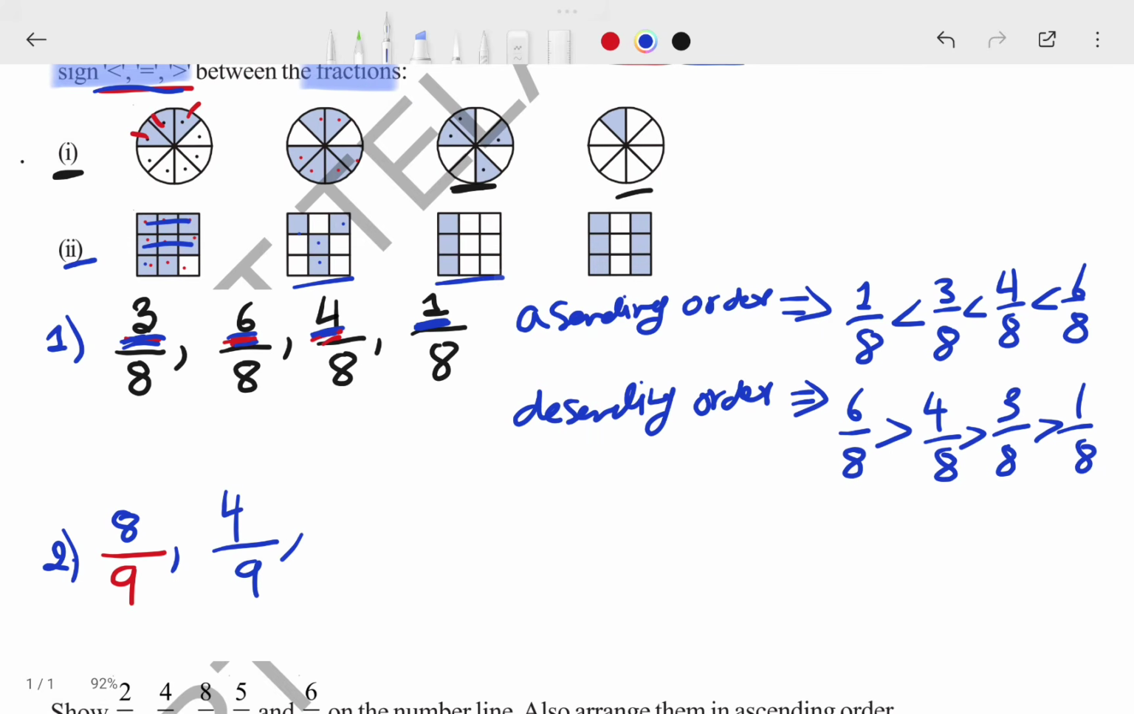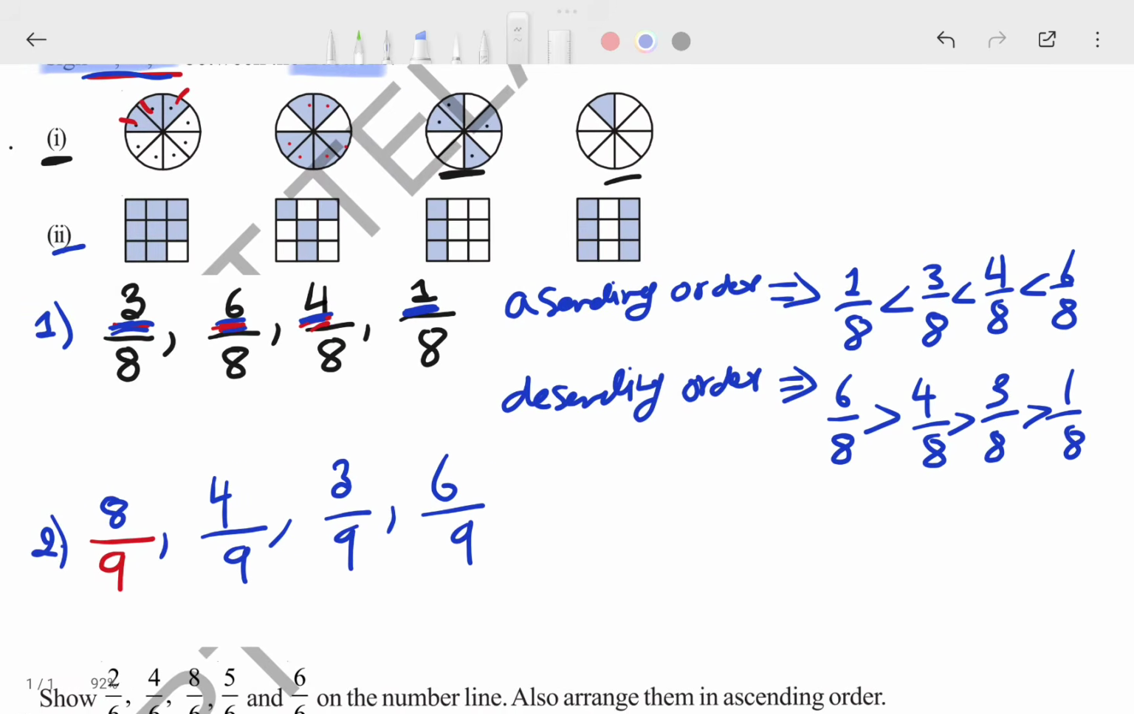Here how many boxes? Total 9 boxes. How many are colored? 3 are colored. Here how many boxes? 9 boxes. How many are colored? 6 boxes are colored. Okay, so this is also completed. But now we have to arrange this into ascending or descending order. So let's arrange this into the ascending order.